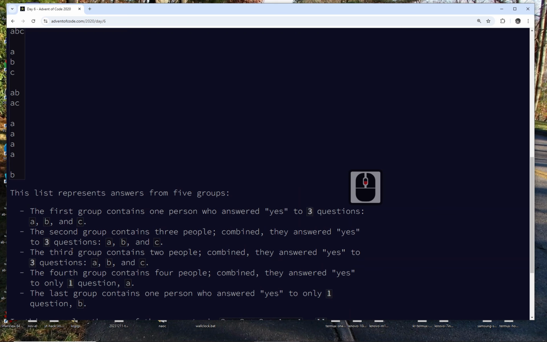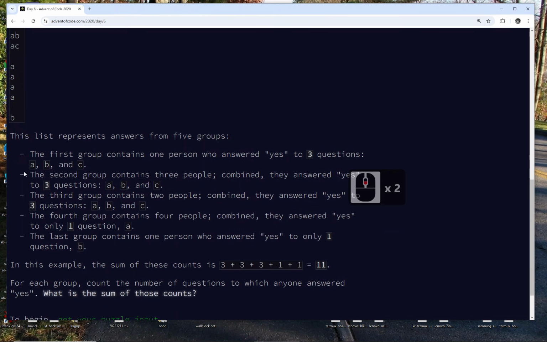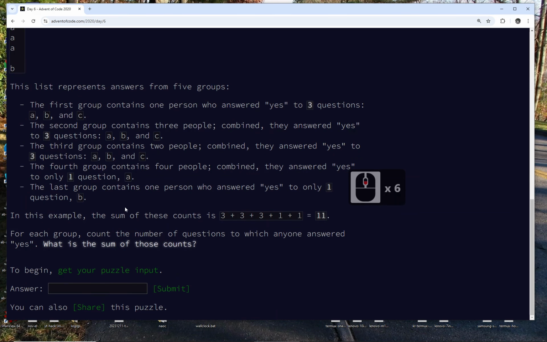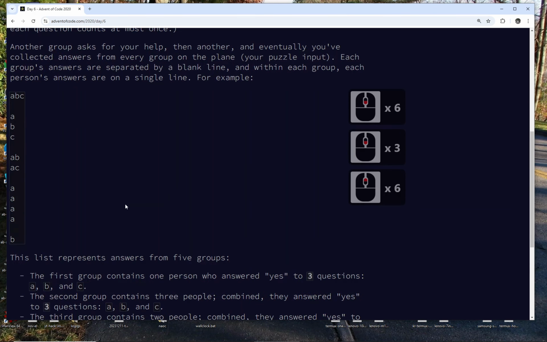The 4th group has 4 people, and they answer yes to only question A, so that's a 1. And the last group has 1 person who answers yes, but only to question B. So they want you to add up the number of yes answers for each group. So 3 plus 3 plus 3 plus 1 plus 1 equals 11. So that's what we need to do. Of course, we need to do it on our bigger input. So here's our test input.